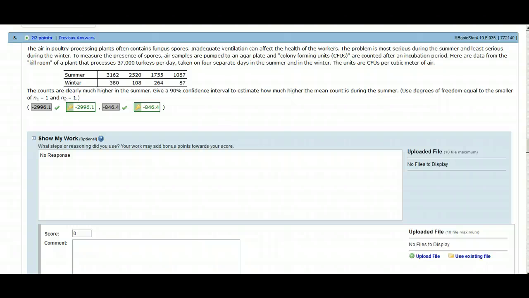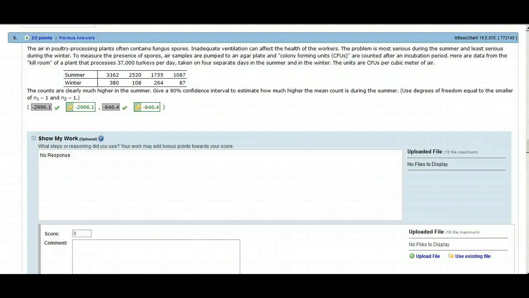So we have 4 data points for the summer and 4 data points for the winter. Those are 2 separate populations, so we have 2 separate samples. And what we want to do, it says the counts are clearly much higher in the summer. Give a 90% confidence interval to estimate how much higher the mean count is during the summer. Use degrees of freedom equal to the smaller of n sub 1 minus 1 and n sub 2 minus 1. Well, in this case, both sample sizes are 4, so both degrees of freedom are 3. So we're going to be using 3 for our degrees of freedom.